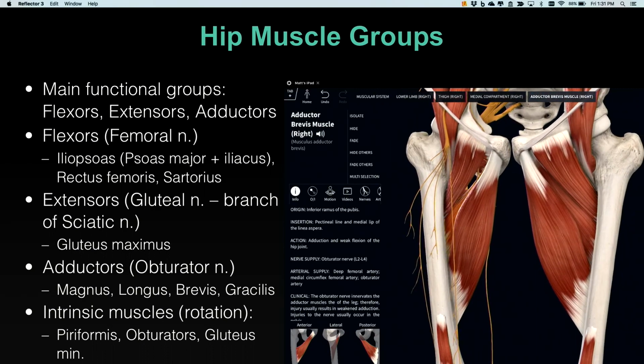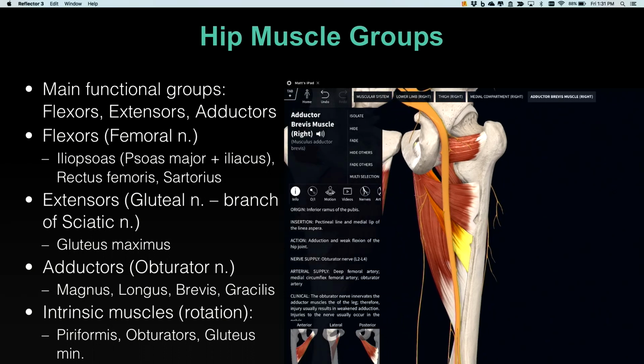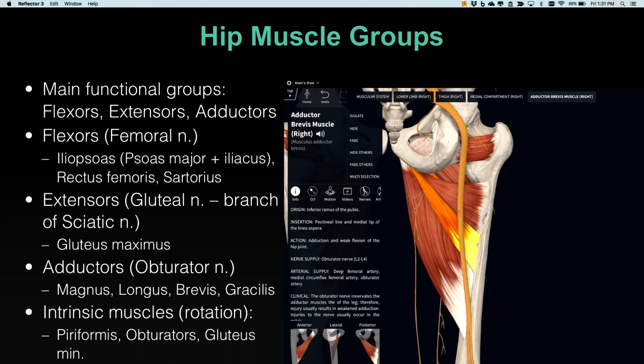And we'll call this the medial aspect of the linea aspera. You can see they reach all the way around the back of the femur. Again, contraction to shorten those muscles would adduct the thigh. Pretty straightforward.